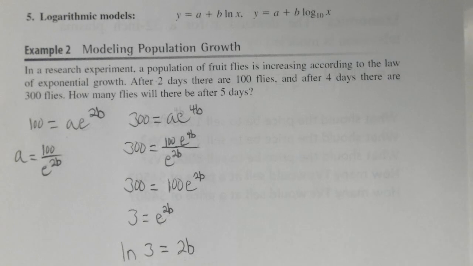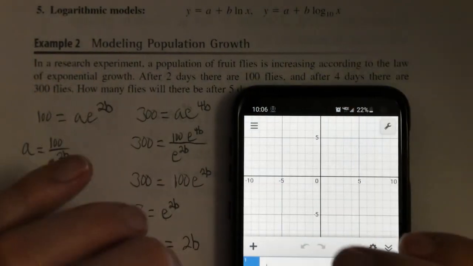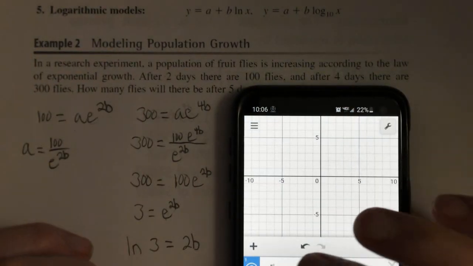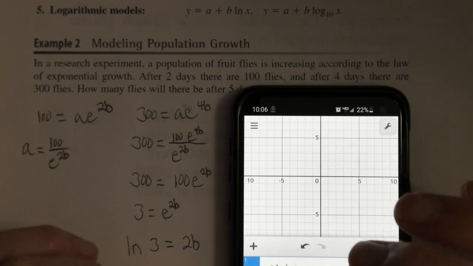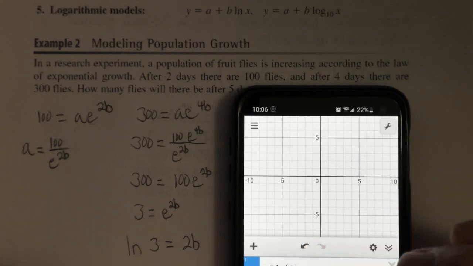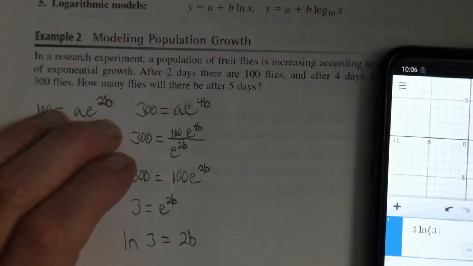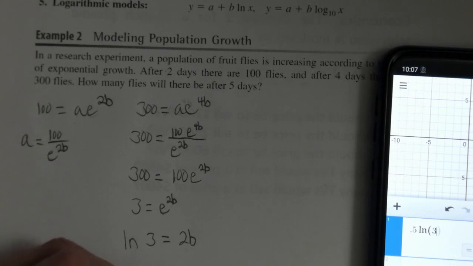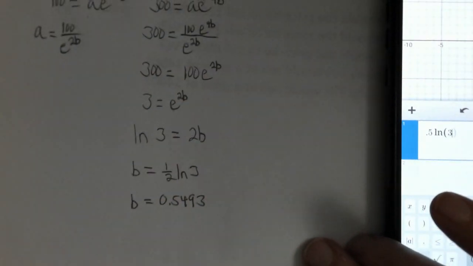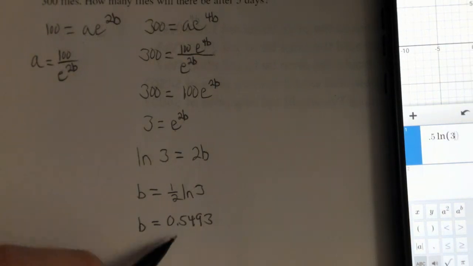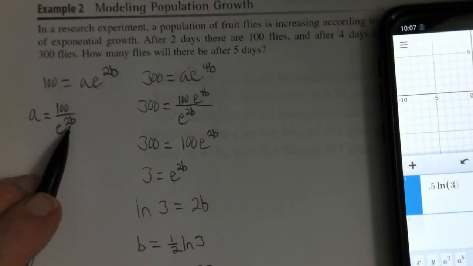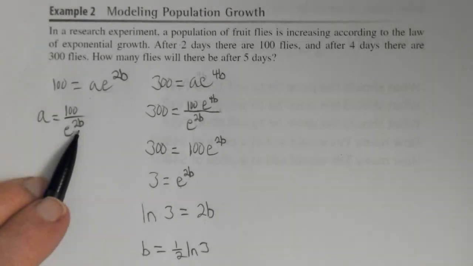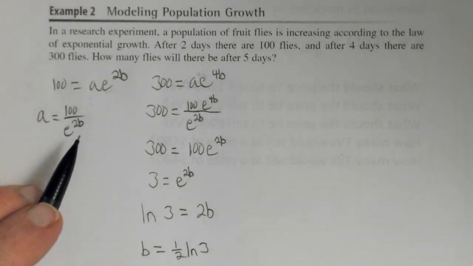All right, let's see what it is. Okay, so I come back here. I've got my calculator up. I need to do 0.5 natural log of 3, and so it gives me 0.5493. Okay. All right. So that's what we've got for b. I've now solved for b. I can now take this value of b, plug it back in here, and then that will give me an equation that I can use to solve for a. All right. So that's going to be my purpose here.